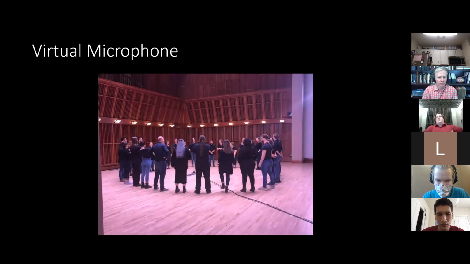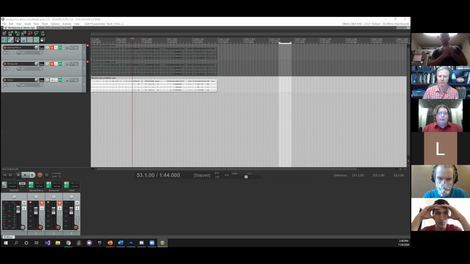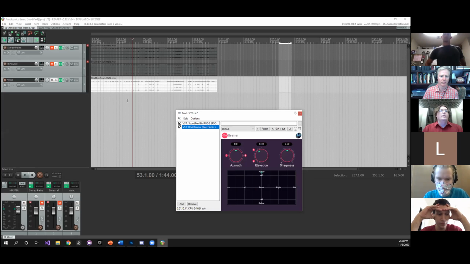This recording is actually about to play for you. And that is a choir, as we can see, standing around a Rode NTSF1 ambisonic microphone. This is actually the recording I'm about to play for you. Reaper. There we go. And there's the plugin.